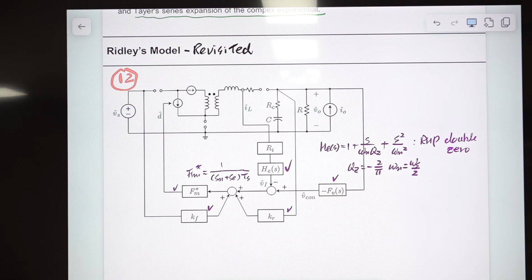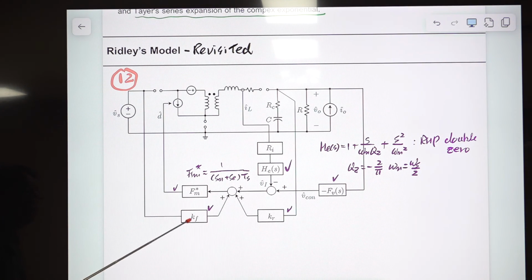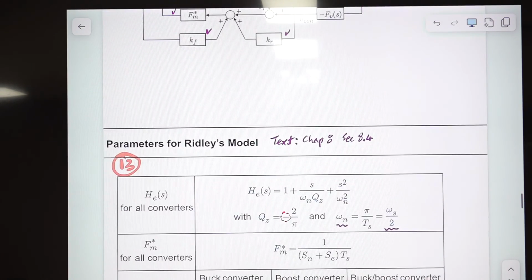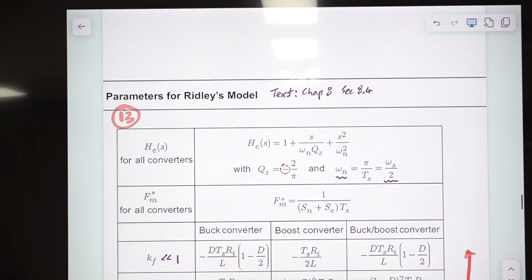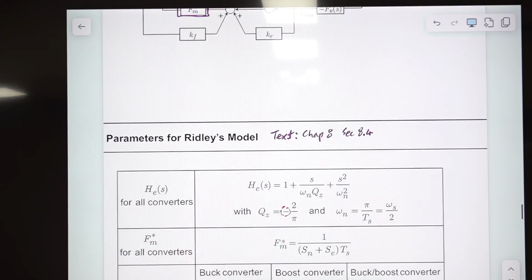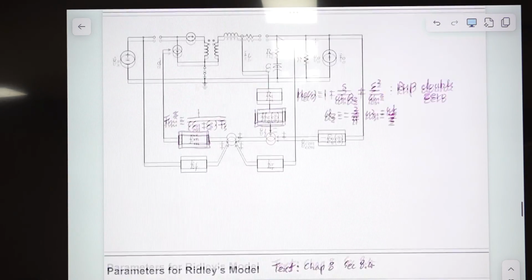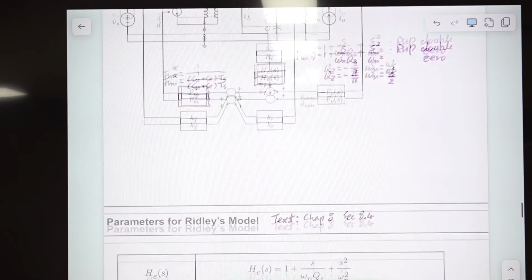So this model, I already introduced this and this. K_F and K_R are the feedforward gains from the output voltage and input voltage, summarized here. Same thing here. I copied it twice because this will be used in the short lecture. This is the formal lecture. So this and this are the same as this.